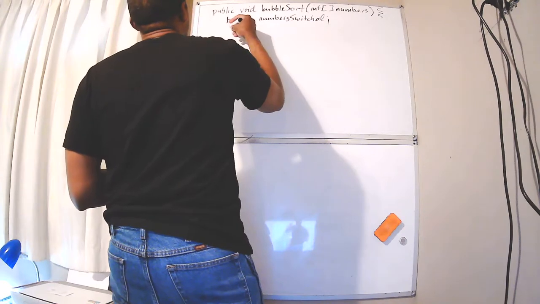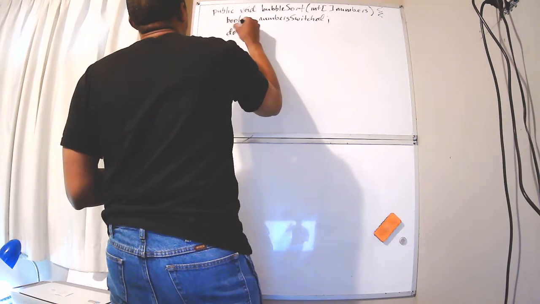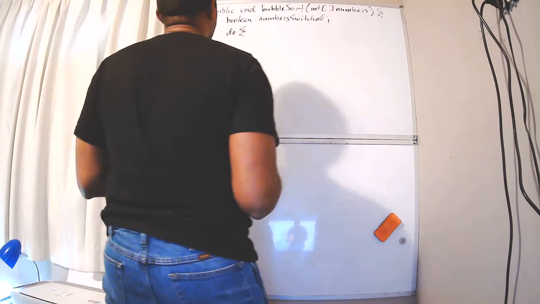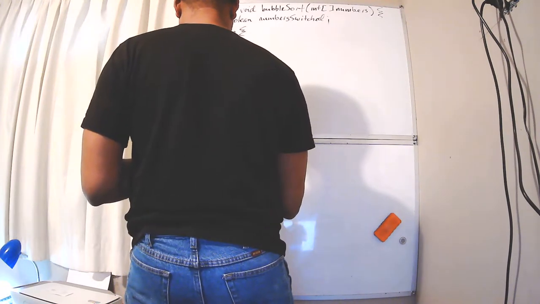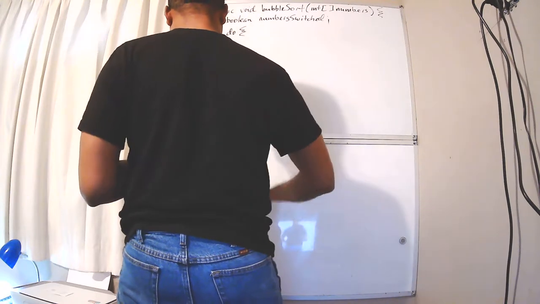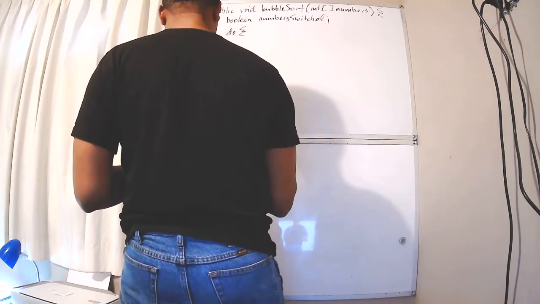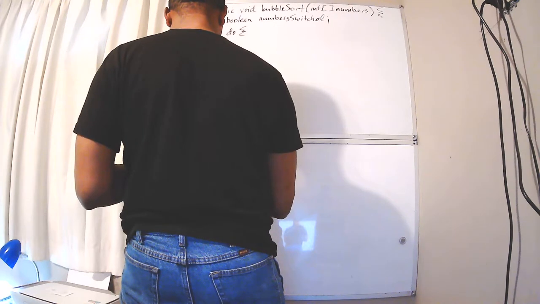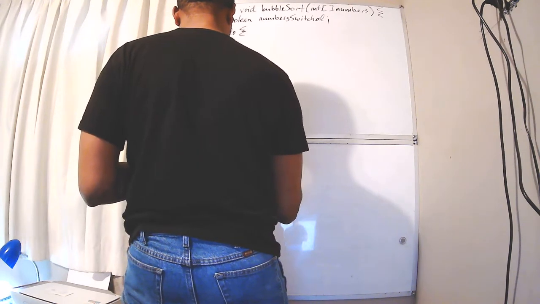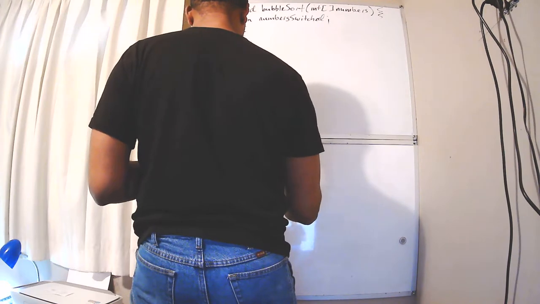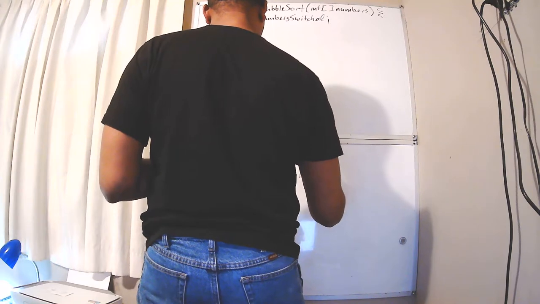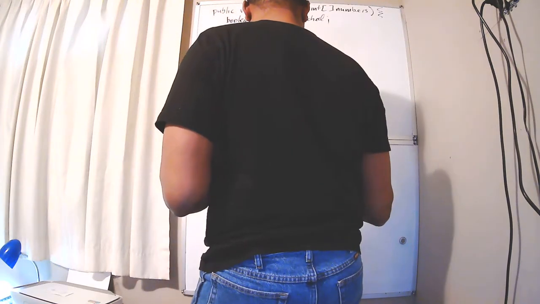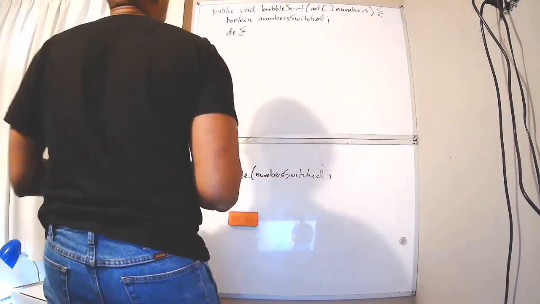So then, here's what we're going to do. Do, while number switched is true, we're going to perform this algorithm. While number switched is true. And what is that algorithm? What are we doing in here?